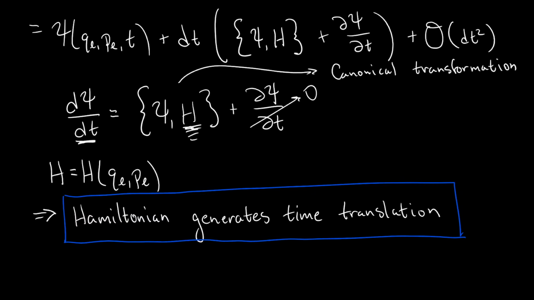Should we be entirely surprised that the Hamiltonian is what generates our time translations? Maybe, maybe not. I mean, we already saw that our equations of motion are already entirely governed by our Hamiltonian, so it's not super surprising necessarily that the Hamiltonian is the generator for time translations, but it's still nice to sort of see it explicitly.